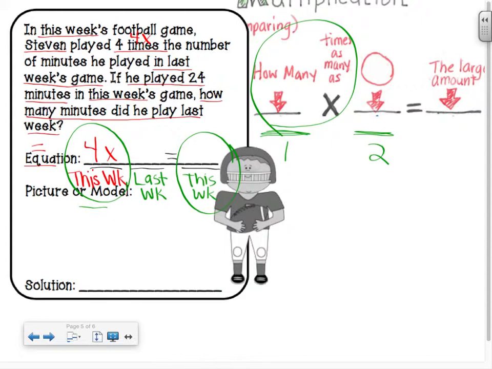So now you have to go back up and read this. Everyone read this. Ready? Go. He played 24 minutes this week. Well, it just told you what to fill in. Where does it say this week? Aries?